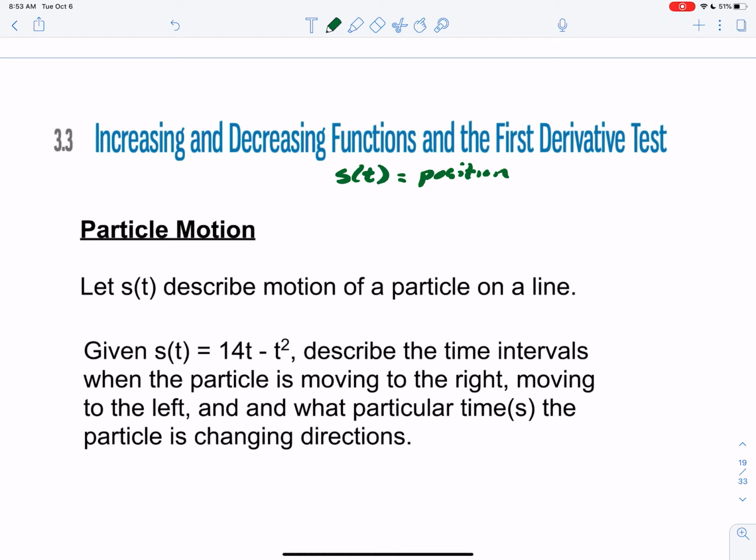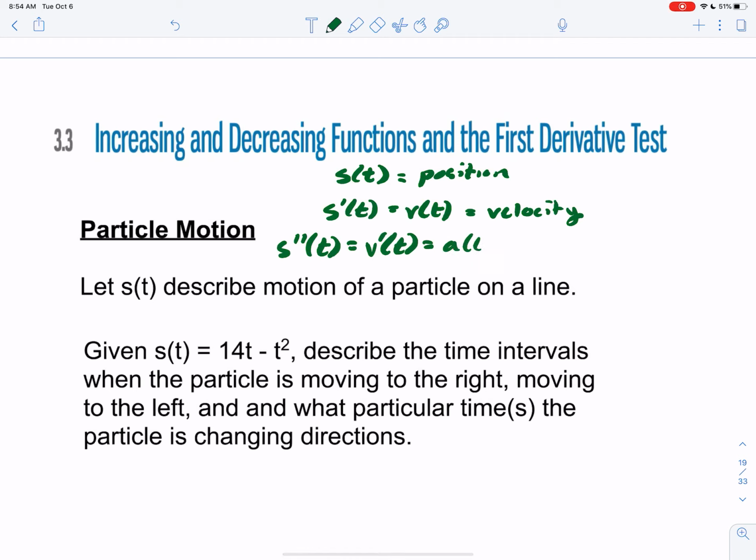Now, if you take the derivative of position, s prime of t, that represents the velocity, how fast you're going. This is your velocity. Now, if you take the derivative one more time, the first derivative of v, you're finding out how fast your speed is changing. And if you think about a car, how do you change the speed of your car? You have to accelerate. So this is acceleration. If you've taken physics or are taking physics currently, you will notice these three. Don't worry if you're not.